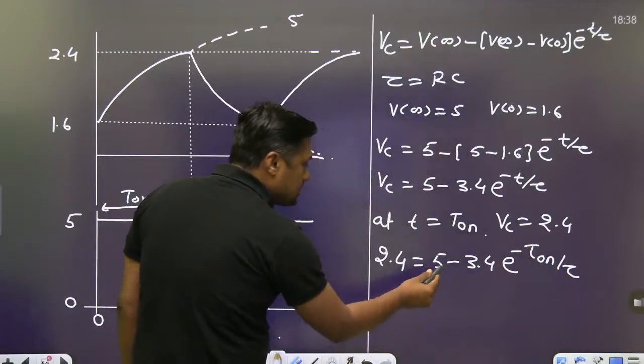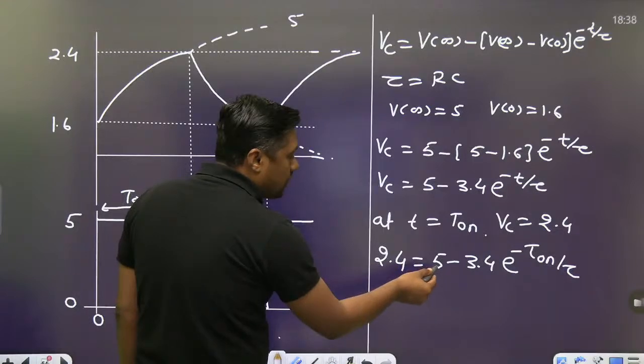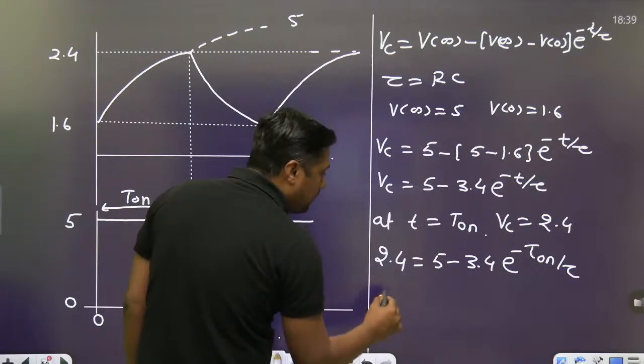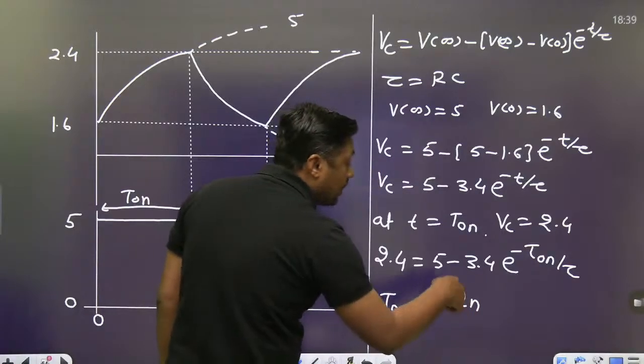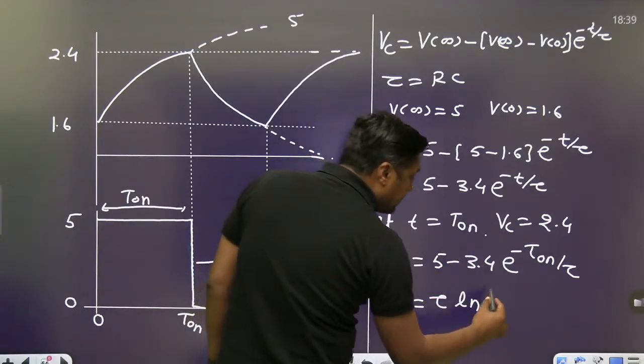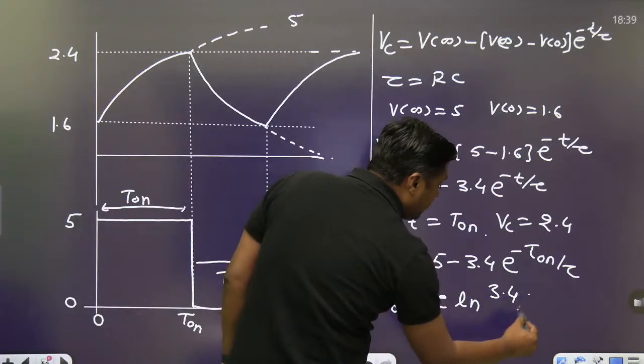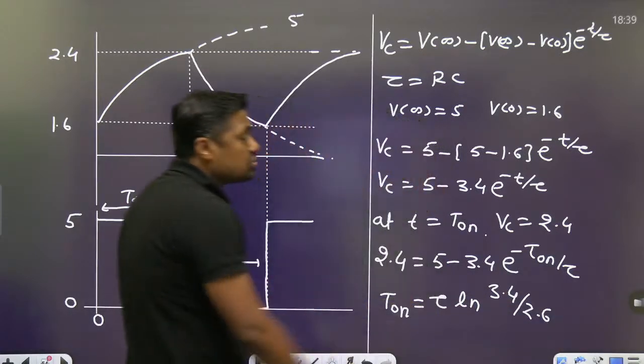Then from this, 5 minus 2.4 becomes 2.6, divided by 3.4. Always remember, T on will become tau log of the ratio. This should be positive. When the log is positive, the ratio should be greater than 1. So always remember that the ratio will be 3.4 divided by 2.6, and that gives T on.